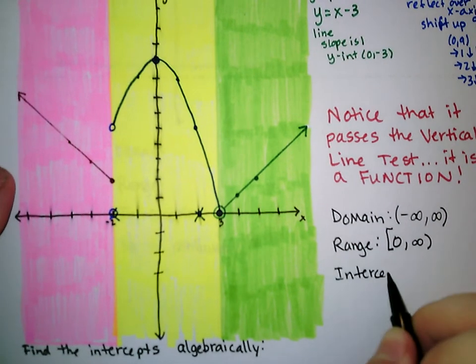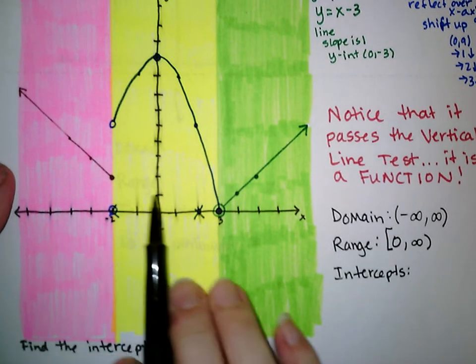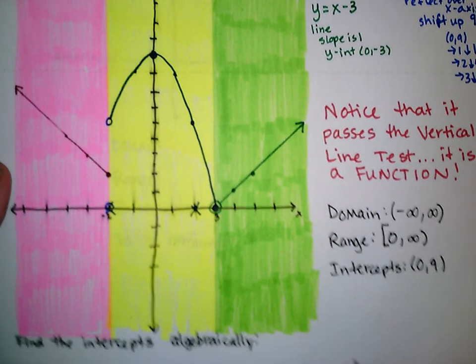When I look at the graph, I can see where the x and y intercepts are. So here, there's a y-intercept that was at (0, 9) from graphing the parabola.